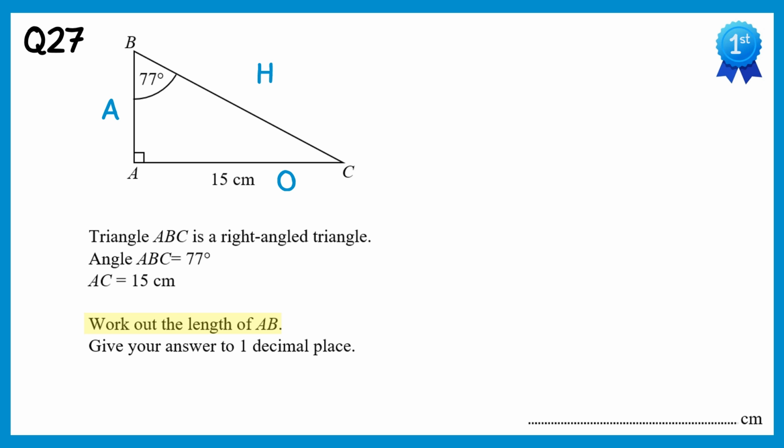Now since we've been asked to find the length of AB, which is the adjacent marked on our diagram, and we've been given AC, which is the opposite, we don't need the hypotenuse at all, so we can remove that from the question.